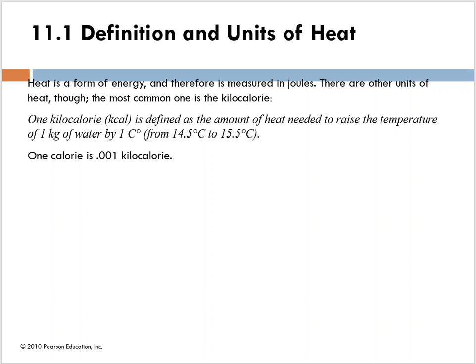1 kilocalorie is defined as the amount of heat needed to raise the temperature of 1 kilogram of water by 1 degree Celsius, from 14 degrees Celsius to 15.5 degrees Celsius. I think that should be 14.5 degrees Celsius. 1 calorie is 0.001 kilocalories.